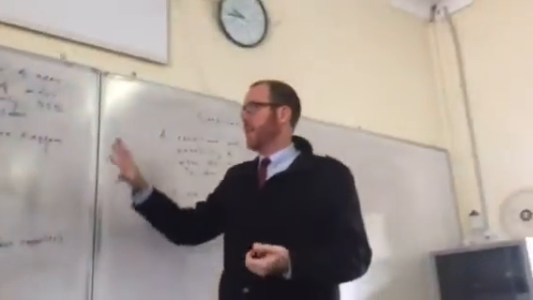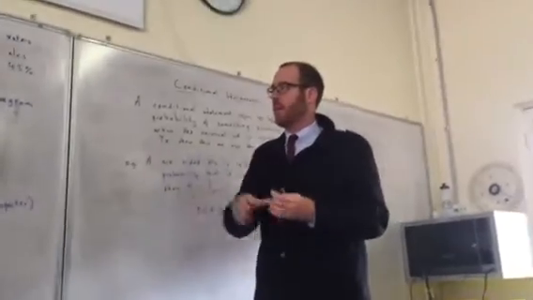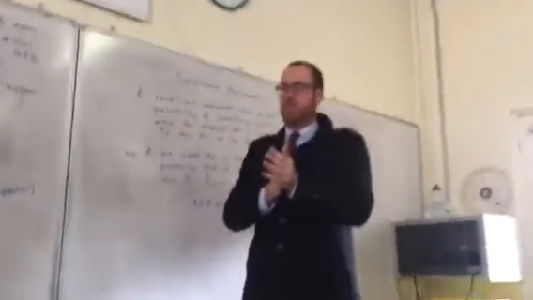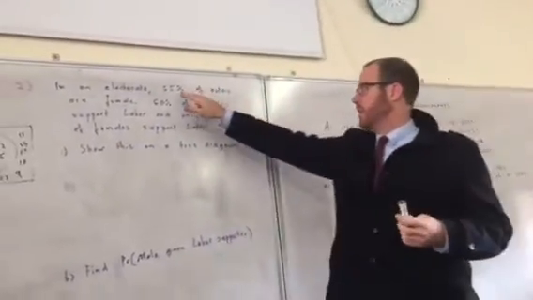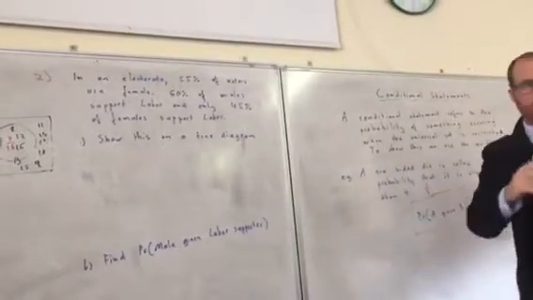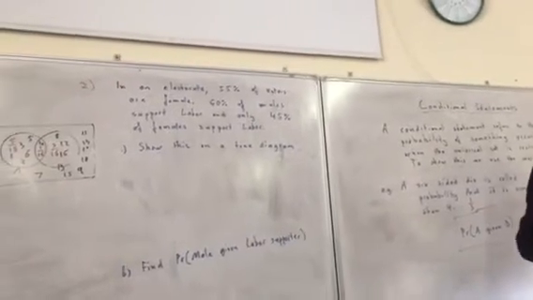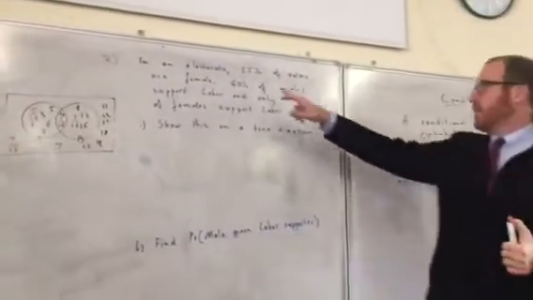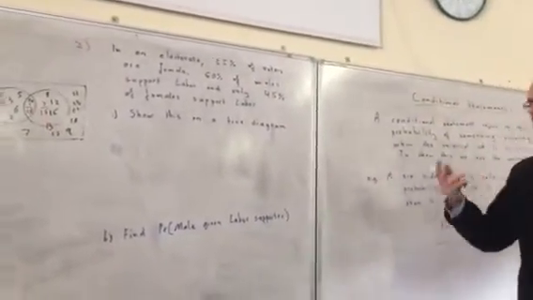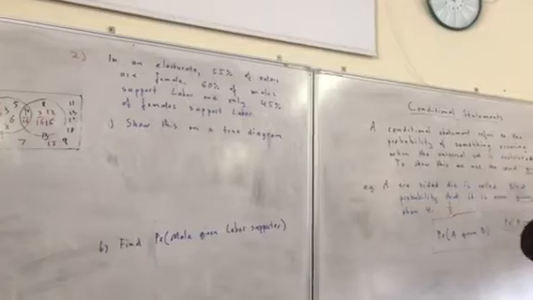Okay, guys, we'll go through this last one. This question is asked in a slightly different way, but it's the same idea. In an electorate, 55% of voters are female. So let's imagine this electorate here. So that means what percent are male? Would that be 55%? 45. 60% of male supporters support Labor, but only 45% of female supporters support Labor. So that's a breakdown.